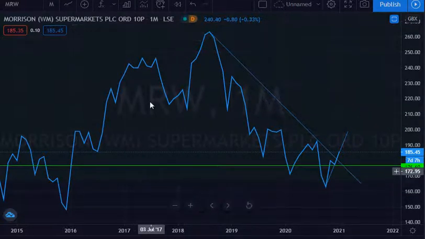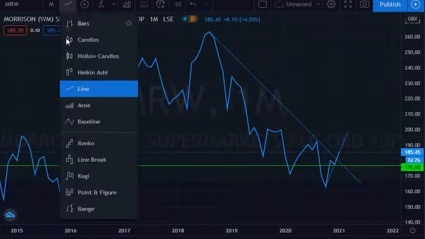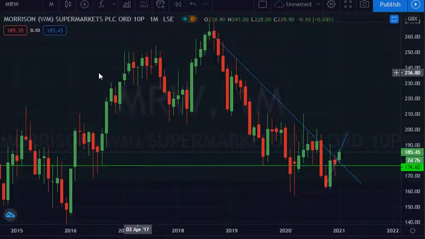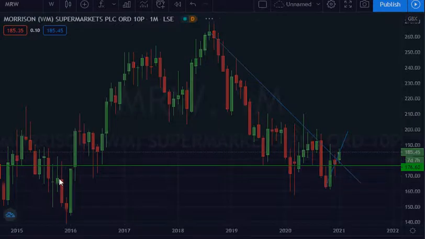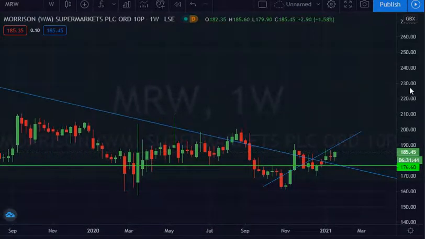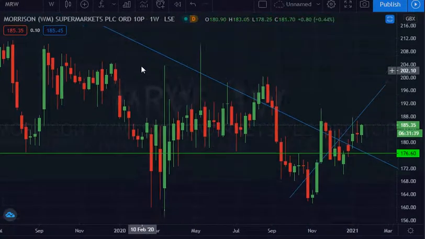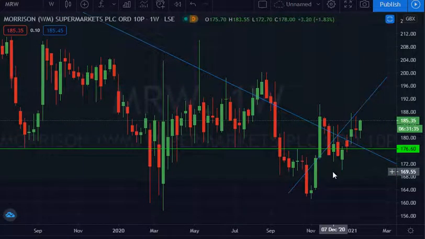So back to candles, and let's have a look at the weekly quickly. I won't dwell on this weekly chart, but the monthly was the important one in my opinion, and what have we got going on here? Well, this is just that monthly candlestick arrangement now in swings, low, high, high, low, high, high.